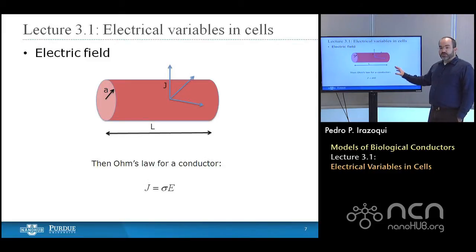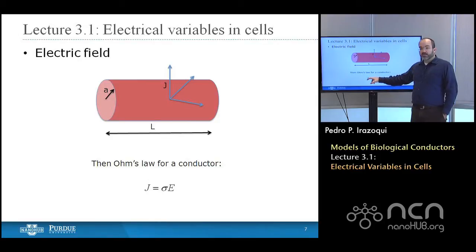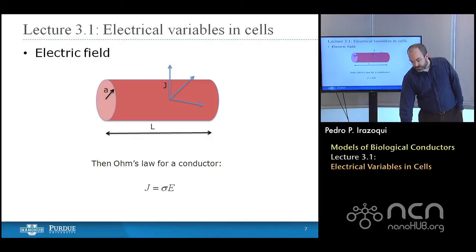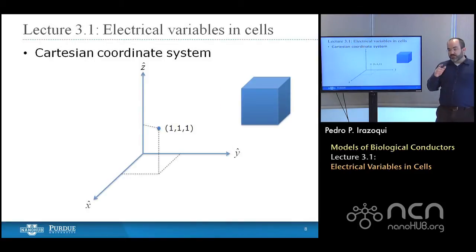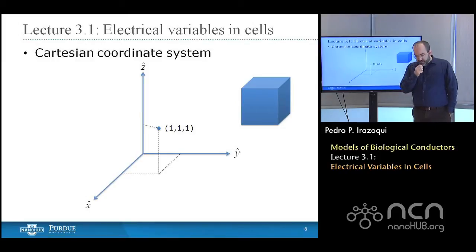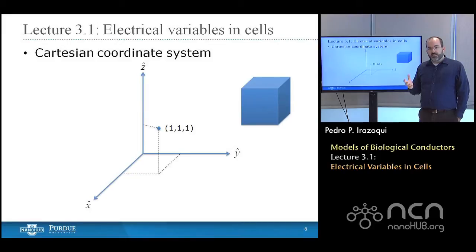Then Ohm's law for a conductor can be expressed, instead of as V equals IR, as J, which is the current density, equals sigma, which is the conductivity, times E, the electric field. It's the same Ohm's law, just using different terms that are more appropriate for the structure that we wish to examine. So before we go any further, though, when we start to look at things as they move through bodies, it's important to talk about direction and dimensions.